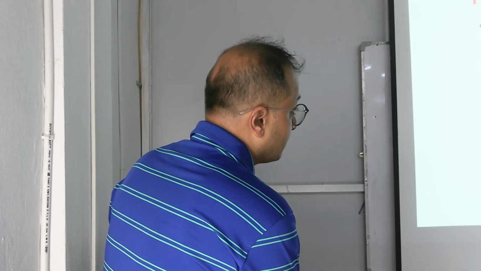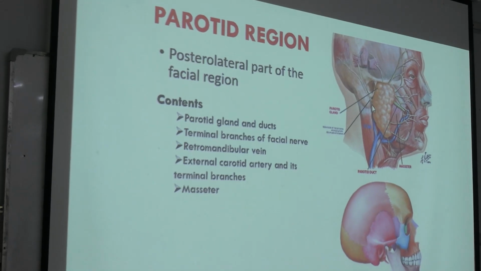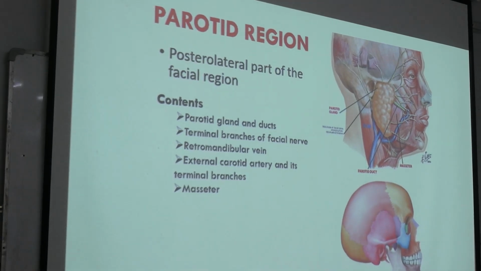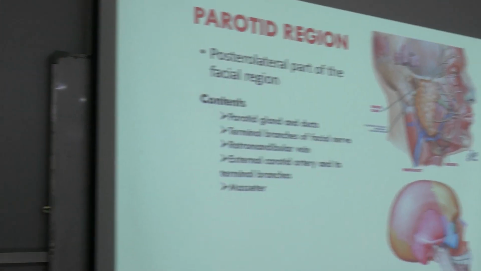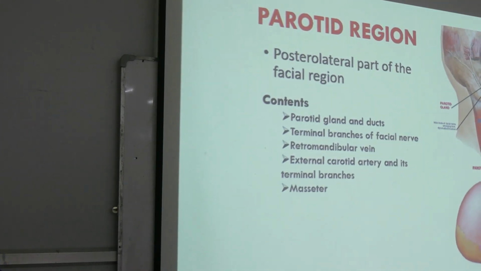So it roughly has the shape of an inverted pyramid. It has a base and an apex. The apex is downwards towards the neck region, and the base is towards the zygomatic arch. It has an anterior border, which is visible, and a posterior border as well, which is related to the sternocleidomastoid.